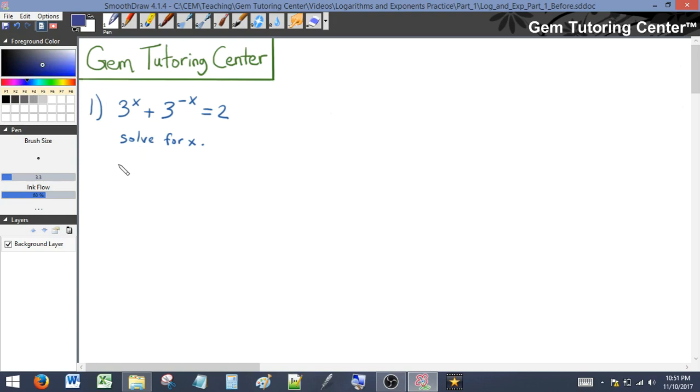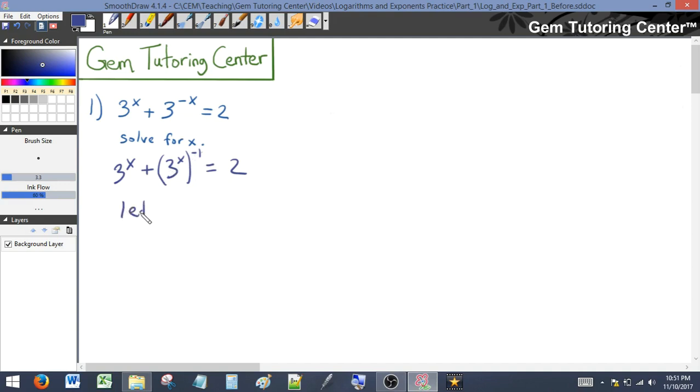So the first thing we can do for this problem is rewrite it. It's going to be 3 to the x plus 3 to the x to the negative 1 equals 2. We can write it like this because 3 to the x to the negative 1 is going to be 3 to the negative x, because the x and the negative 1 get multiplied. So this is the same as what we have above.